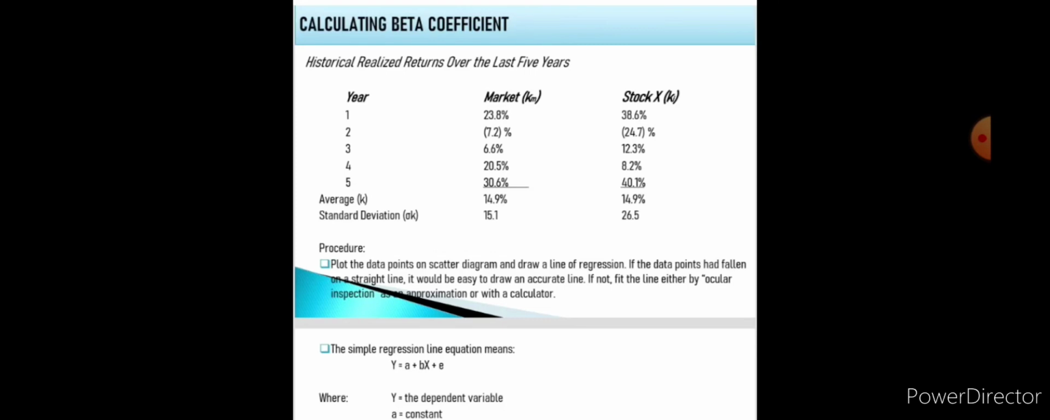Procedure: plot the data points on a scatter diagram and draw a line of regression. If the data points had fallen on a straight line, it would be easy to draw an accurate line. If not, fit the line either by ocular inspection, approximation, or with a calculator.